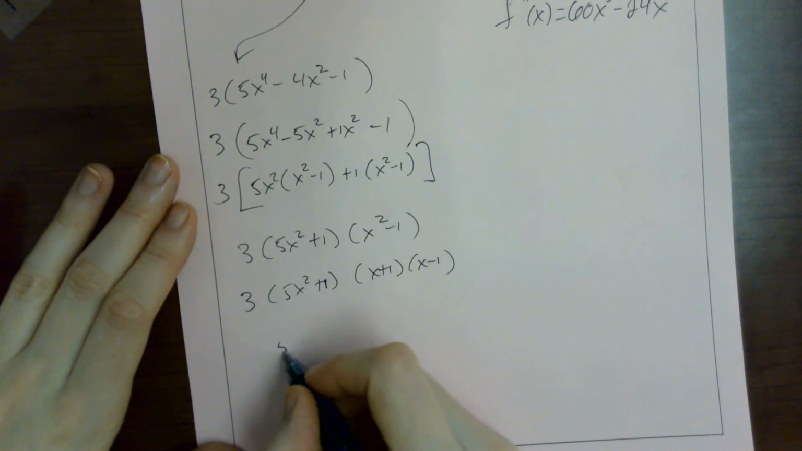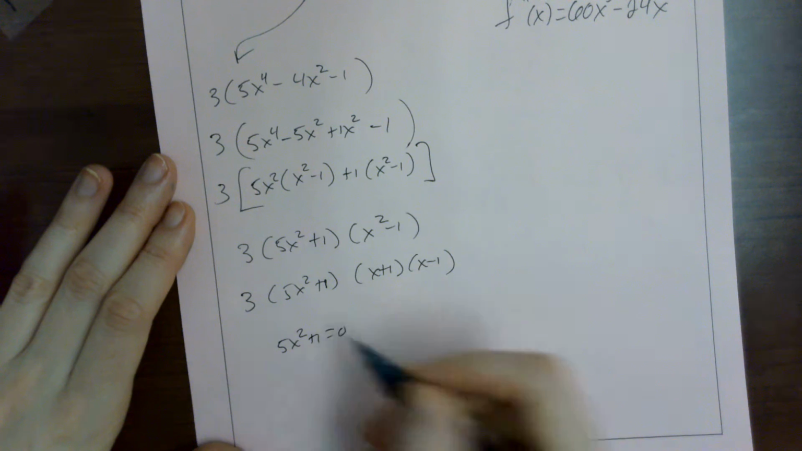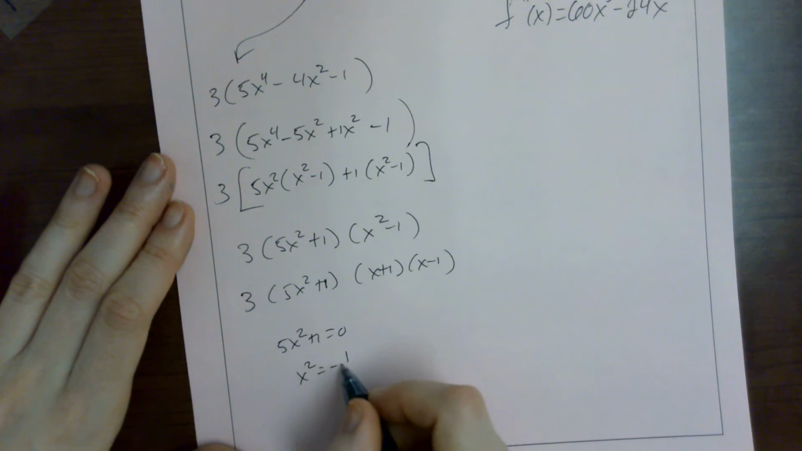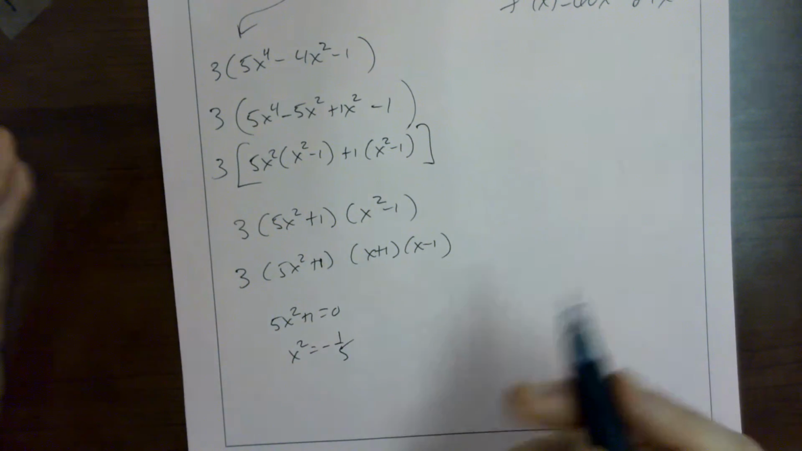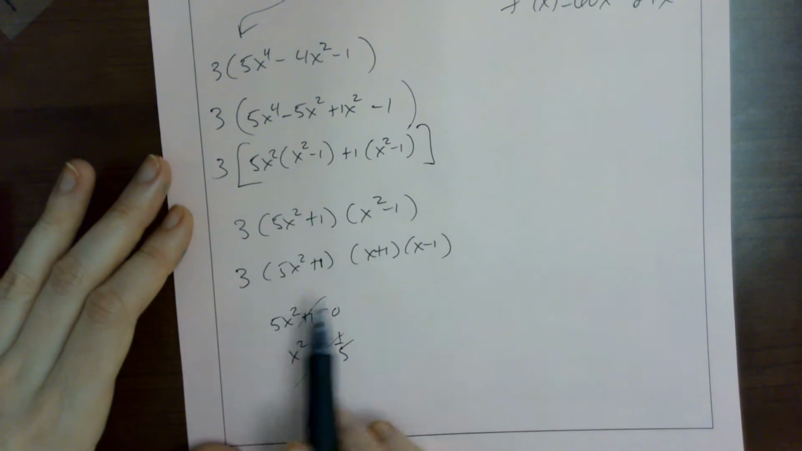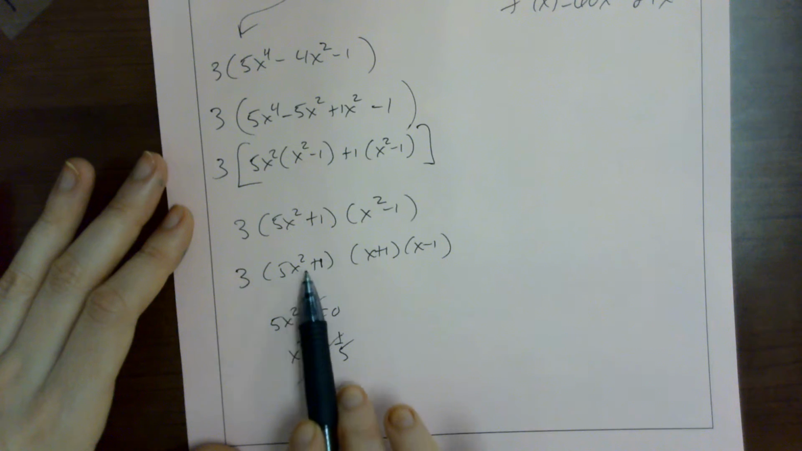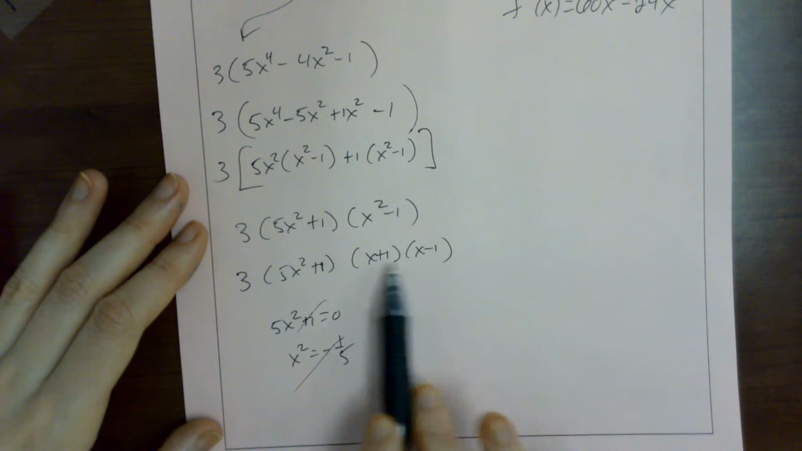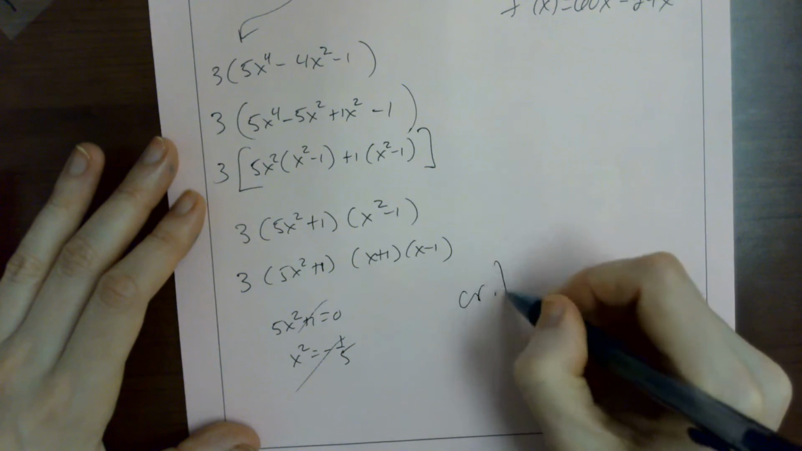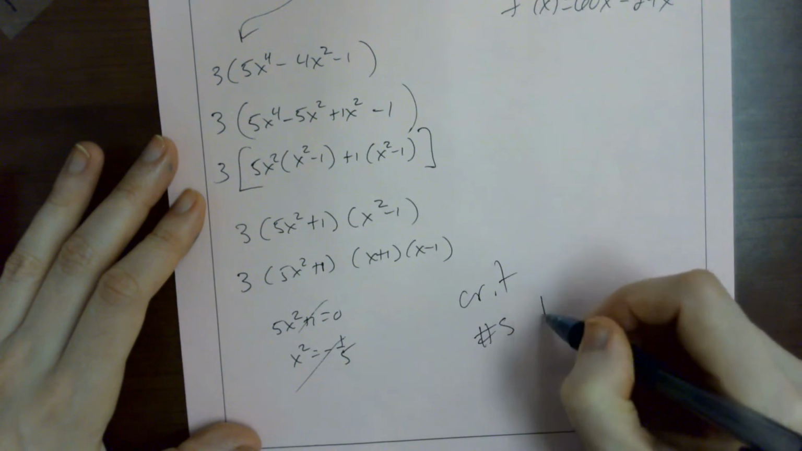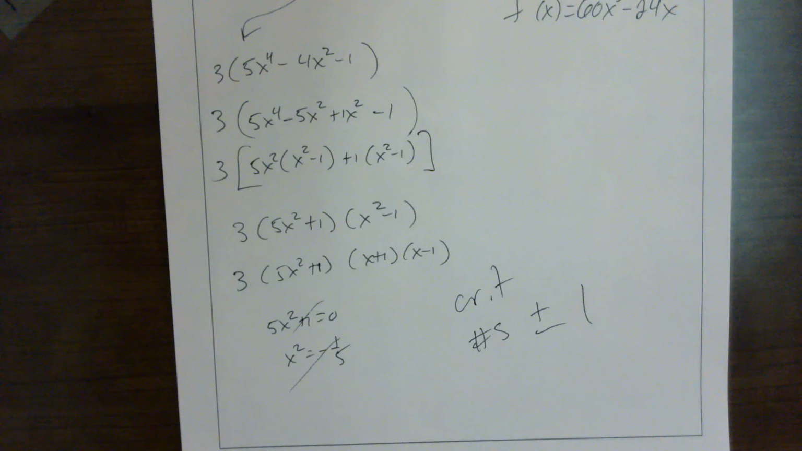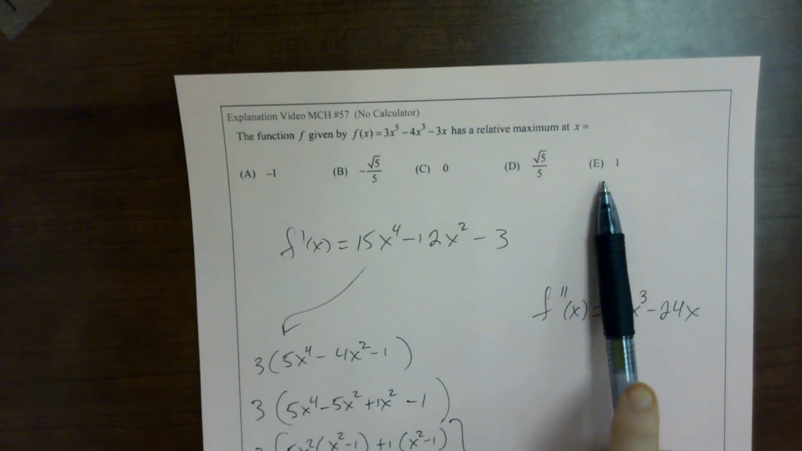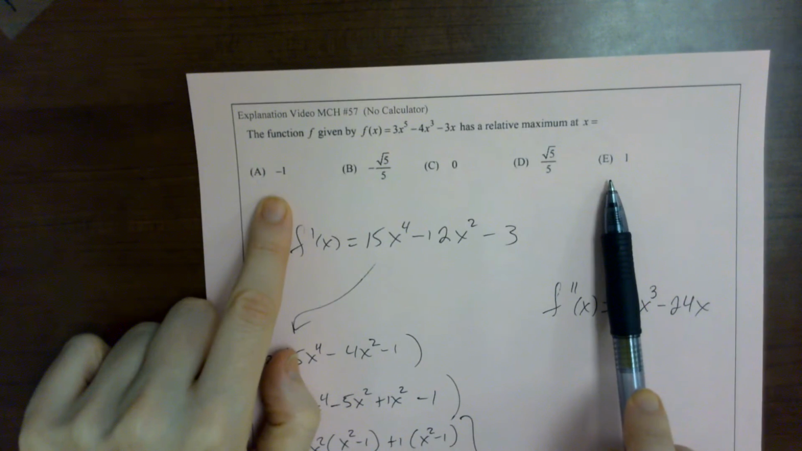Now, setting these equal to 0, 3 is never equal to 0. For this one right here, if you go 5x squared plus 1 equals 0, that gives you x squared equals -1/5. You can't take the square root of a negative, so this is not going to give you a 0. This factor happens to be always positive. So we're just going to get our critical numbers from the other factor. Critical numbers are positive 1 and -1. Yeah, I'm glad we did this. Positive 1 and -1 are both choices.